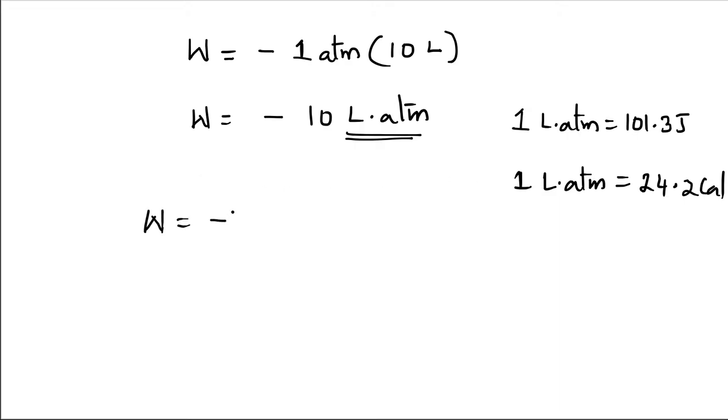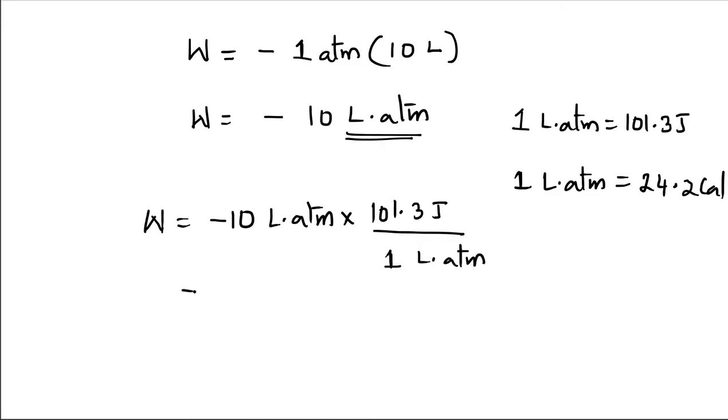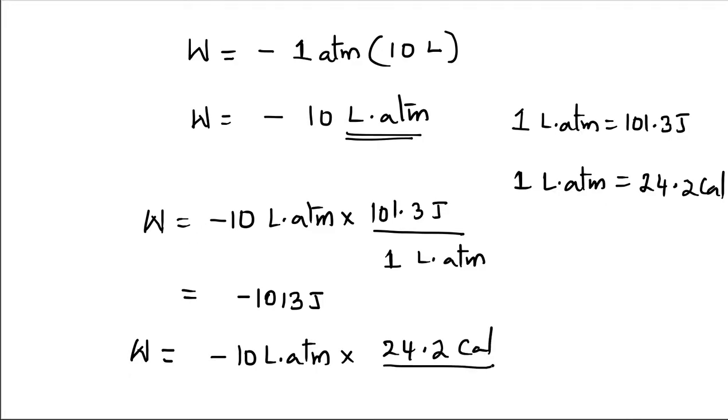Now let's substitute that in this expression. So W is equal to negative 10 liter atmospheres. Now I can multiply this with the conversion factor, 101.3 joules divided by 1 liter atmosphere. That gives us negative 1013 joules of work, which is negative, meaning expansion work. The same thing if we express in calories: negative 10 liter atmospheres times 24.2 calories divided by 1 liter atmosphere. That gives us negative 242 calories of work done in this expansion. So that is the first problem.